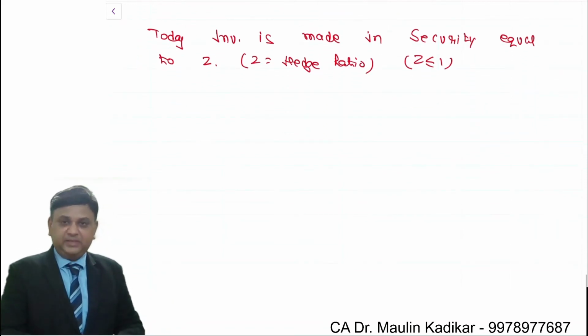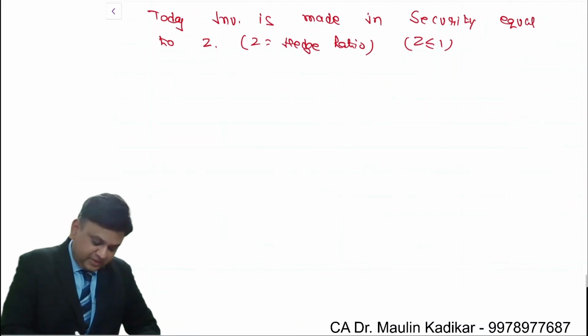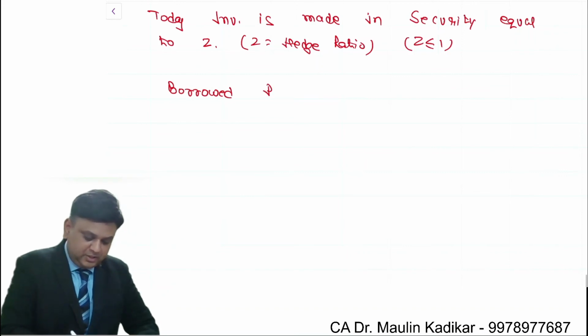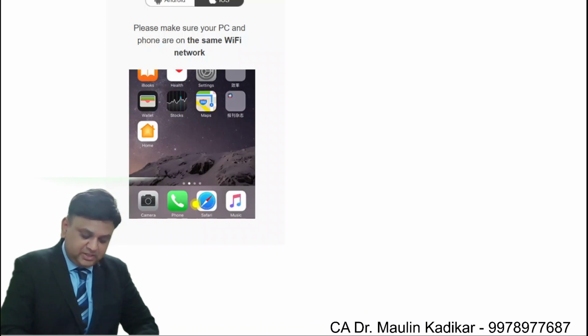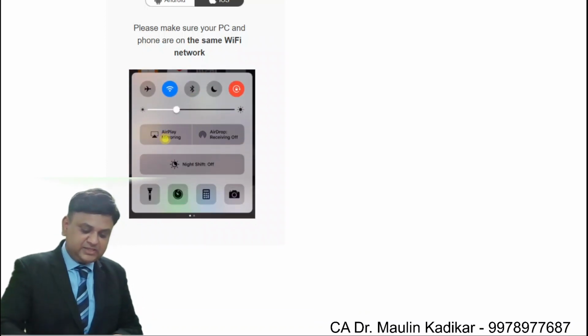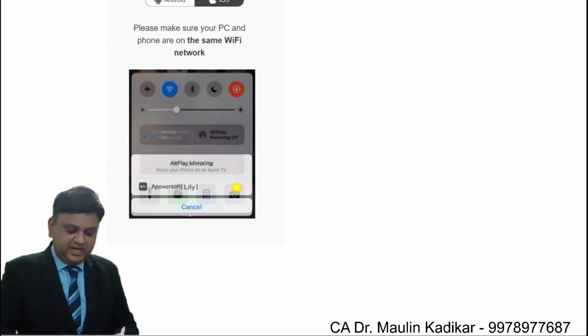So what happened is that we have borrowed rupees Y, we have collected premium rupees X, and we have made an investment in the security equal to Z. So it is 2000 into Z. That is the security in which I have made the investment.